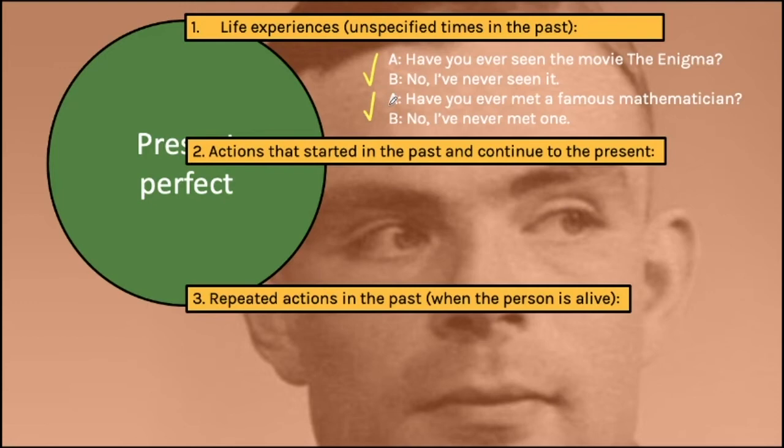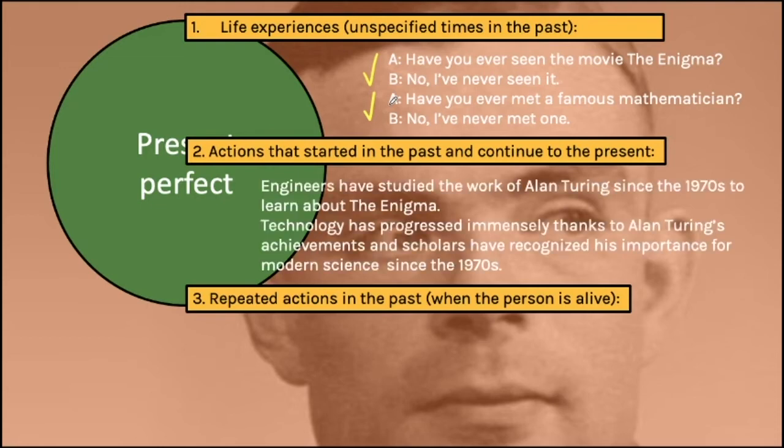We also use the present perfect for actions that started in the past and continue to the present. For example, engineers have studied the work of Alan Turing since the 1970s to learn about the Enigma. In the 70s, the documents related to the war and the work of Alan Turing were published, and people could learn about what Alan Turing had done. And since then, engineers started studying Alan Turing's work, and they are studying it now.